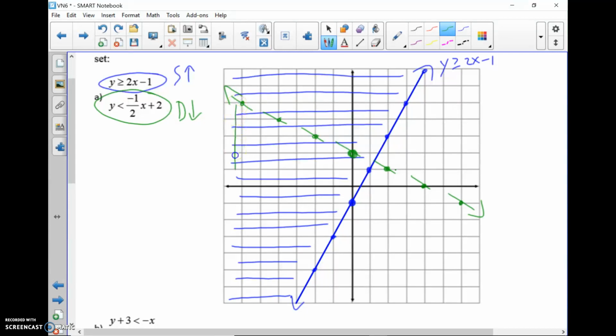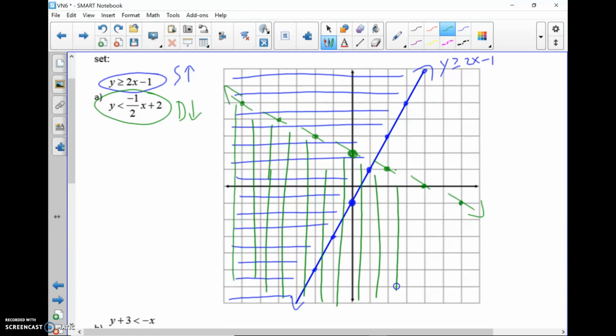So this one I'll do vertical lines for. And you see, the mistake some people make is they'll do this, and they'll stop, but you're not drawing this in relation to the first inequality. So pretend this blue inequality isn't here, and everything below gets these shade lines.